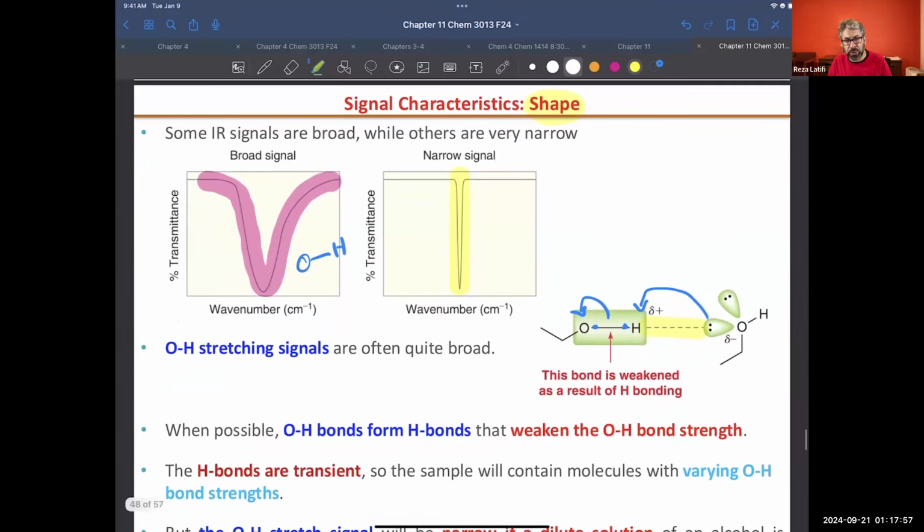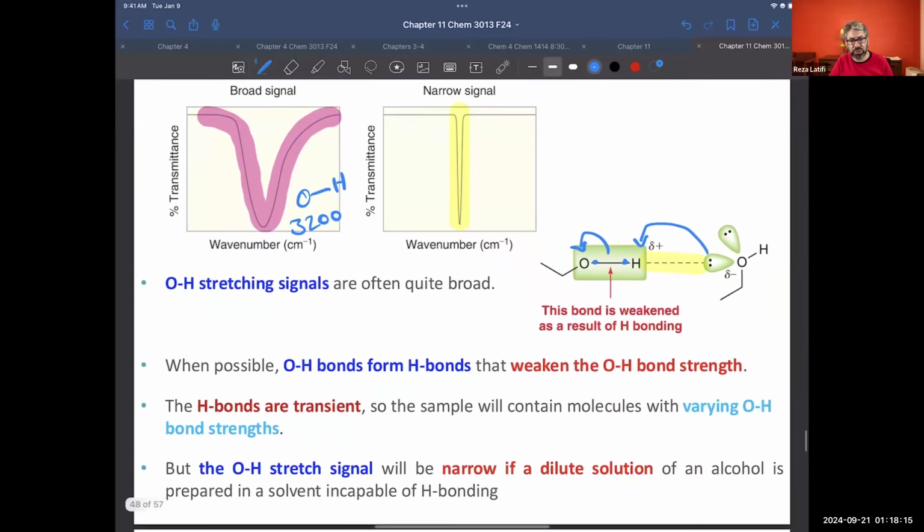So having a broad peak higher than 3200, that's a sign that you're dealing with OH, or H attached to oxygen, an acidic H. Why do I say acidic? Because it's going to be involved in hydrogen bonding.